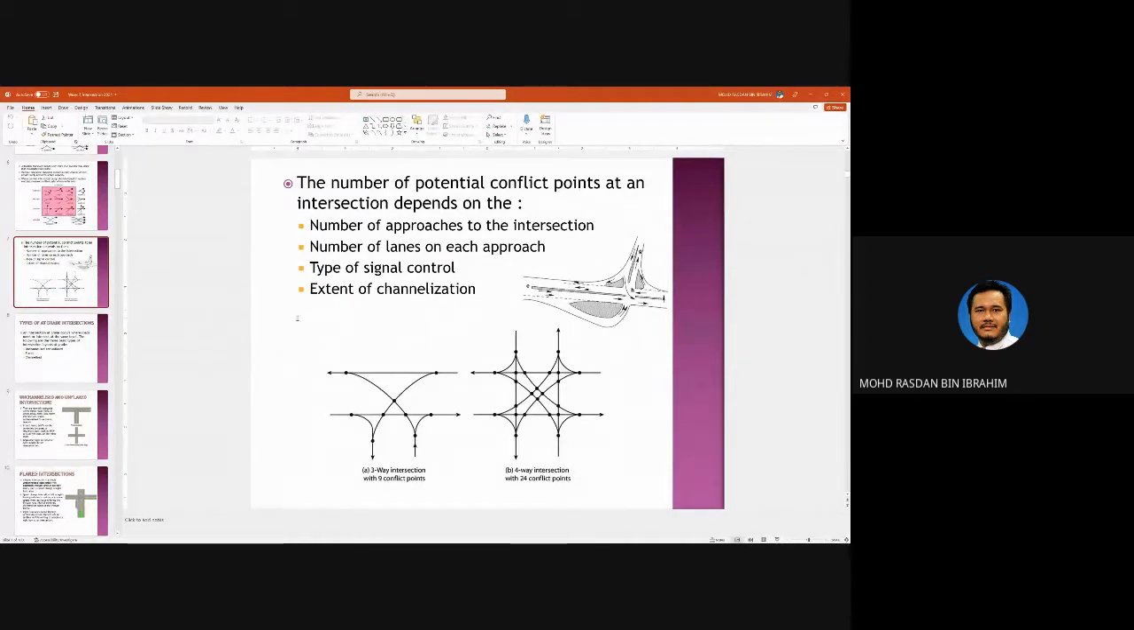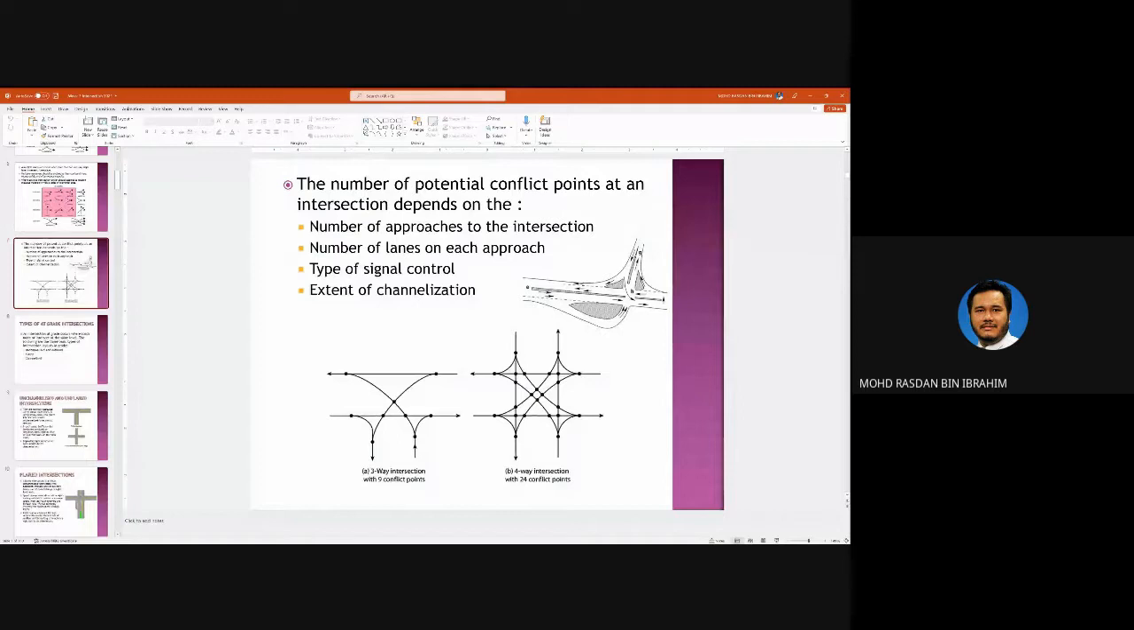Okay, so the idea is to try to minimize or eliminate the conflict points. You can eliminate the conflict points by changing the configuration from unsignalized to signalized, or you can have channelizations. Channelization means that you construct traffic islands, making individual movements very well defined. In a way, that will affect the number of conflict points and how people behave at intersections.